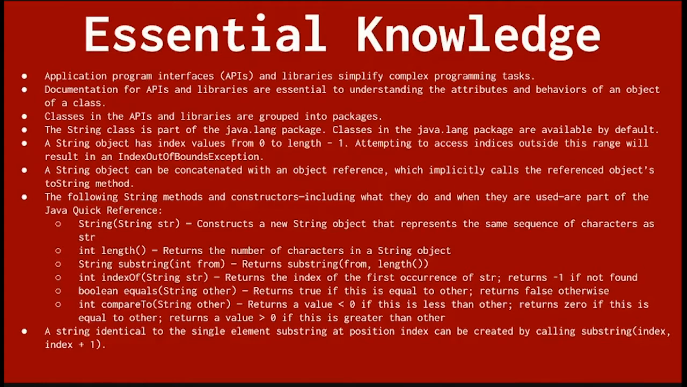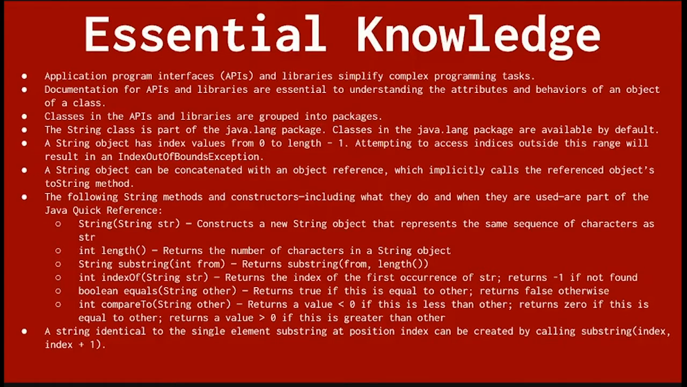A string object can be concatenated with a reference object, which implicitly calls the reference object's toString method. You're gonna have to just see that yourself. I wouldn't be able to show you that right now. But basically, if you try to print an object, it's actually pretty cool. If you try to print an object, it shows where it is in memory, unless there is a toString method with it, and it kind of default prints that out to the screen. But it'll make more sense when you do the activity.